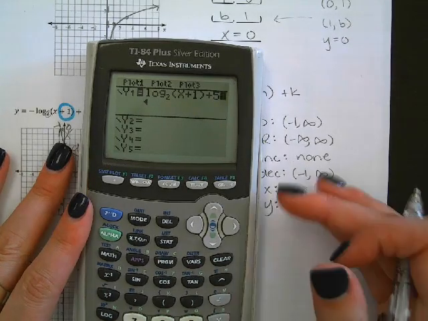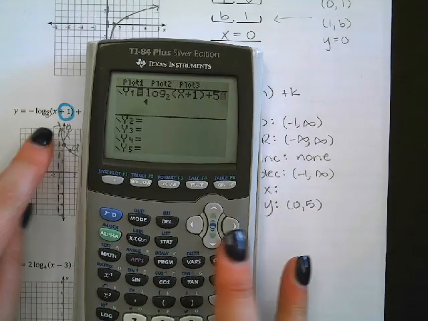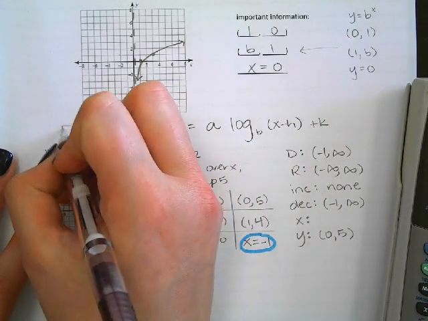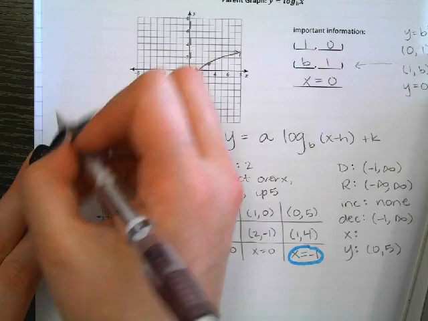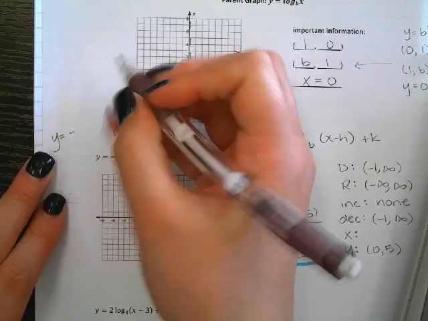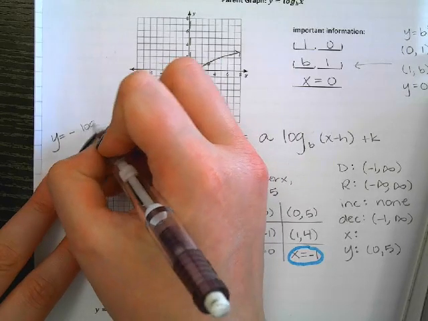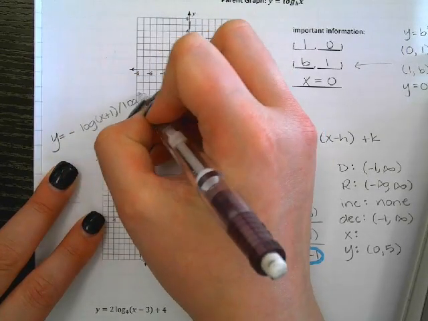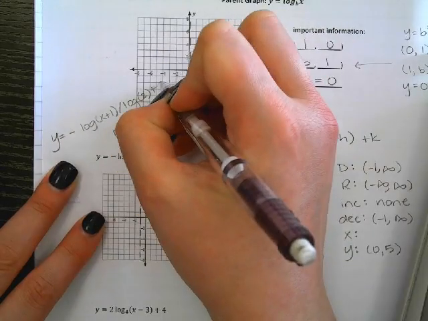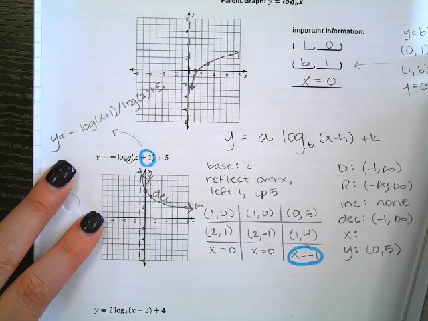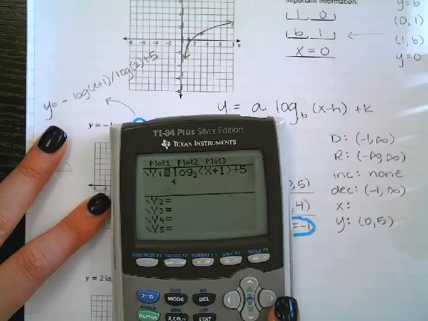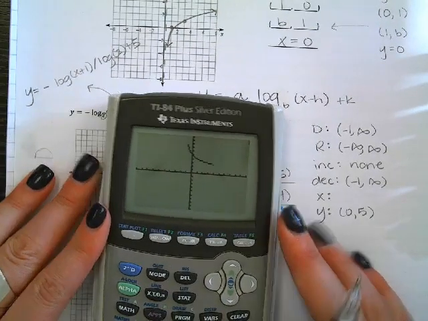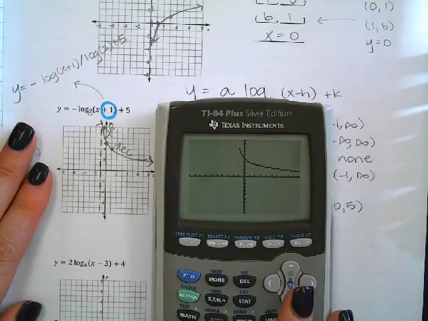If you do not have this type of calculator, then you should write this off to the side. Y equals negative, and then you're going to do log of x plus 1 divided by log of 2 with a plus 5 on the end. Sorry, that looks kind of terrible. So we'll go ahead and show you that these two things look the same. It doesn't matter. So this is what our log graph looks like, and that matches what we drew.